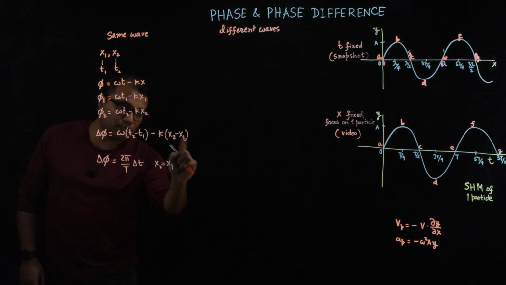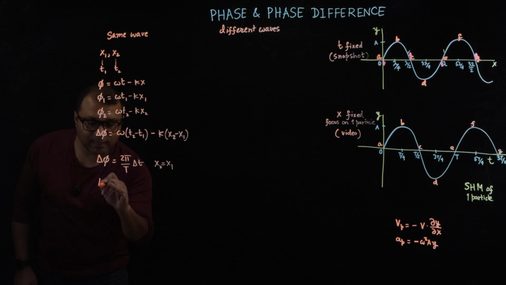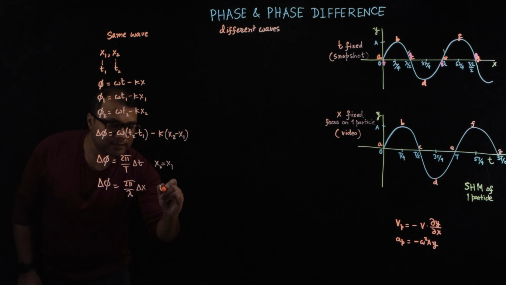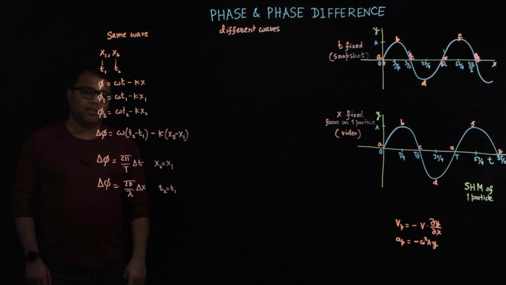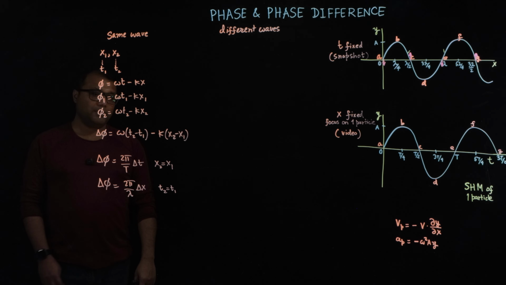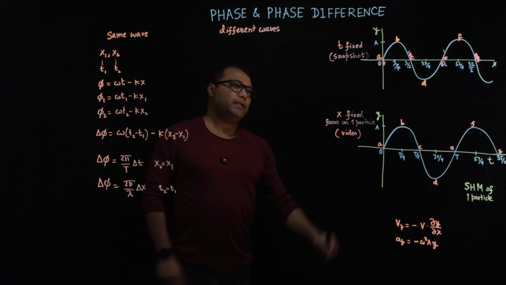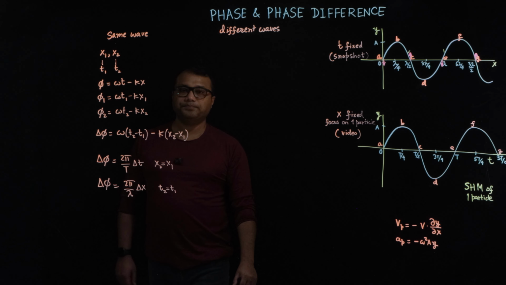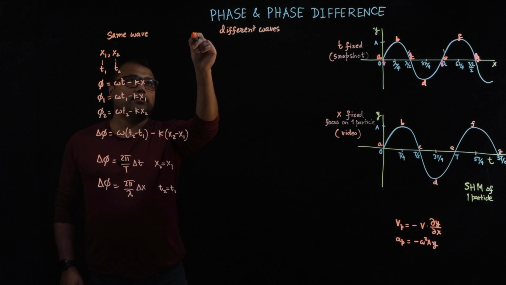Now if we are looking at two different particles at the same time, then delta phi becomes, omitting the negative sign here, k, which is 2 pi by lambda, delta x at the same time. So t2 and t1 are the same. This is the result that we got, okay, and we understood that in a little bit more detail using these two graphs. All right.